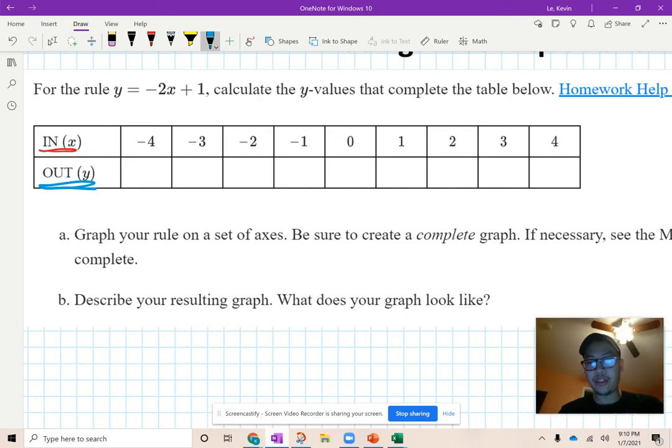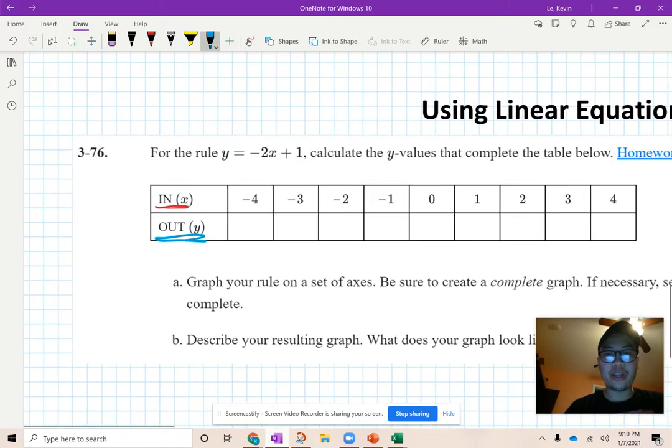So the long way to do this is you can take any of these numbers, and let's say x is equal to 0, you would just plug that where x is up here. And then you multiply negative 2 times 0, and then so on, and you would solve it. But is there a faster way? The faster way is simply to know what a linear equation means.